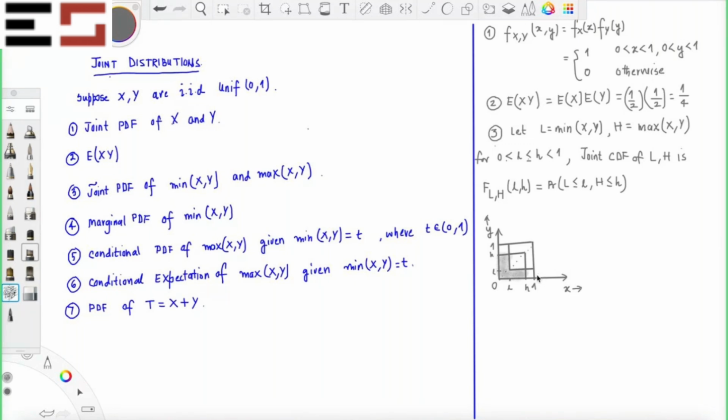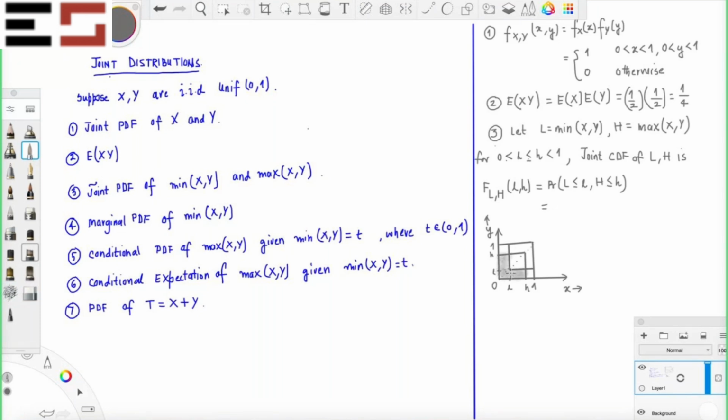So I just have to integrate 1 over this, because 1 is the joint density, right? So if you integrate 1 over this, that's nothing but the area of this, right? Integrating 1 over this is nothing but finding the area of this. So what is the area of this? Anybody? What is the area of this?